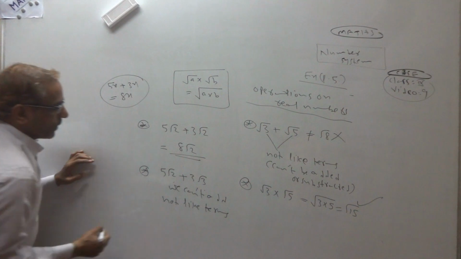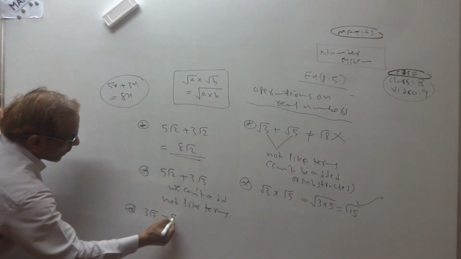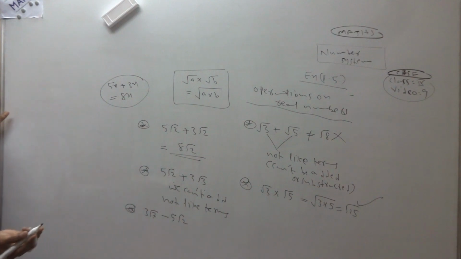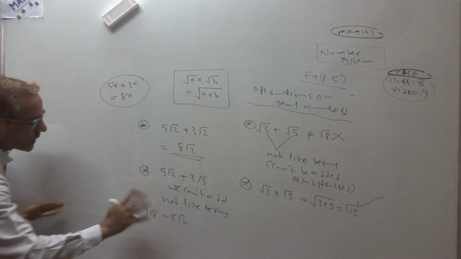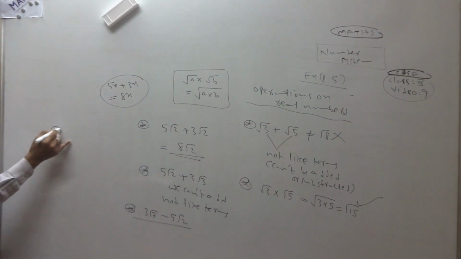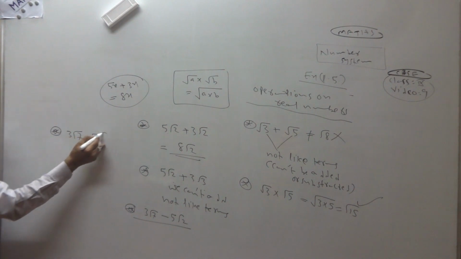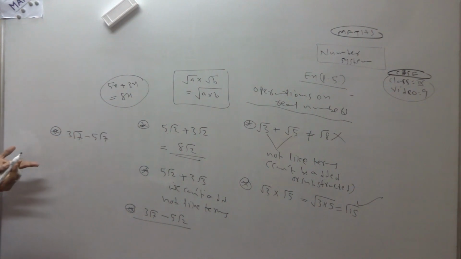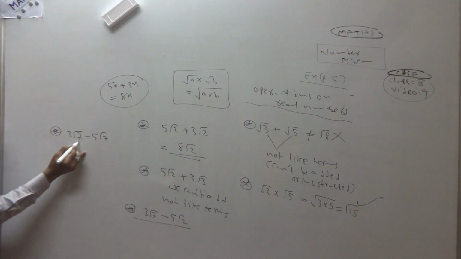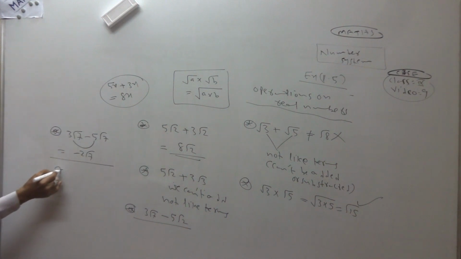These are basic things. Please see. 3 root 7 minus 5 root 2. Nothing, we can't subtract them. These are not like terms. If it is like this, 3 root 7 minus 5 root 7, this is possible because root 7 is the same. So what is 3 minus 5? Minus 2 root 7.